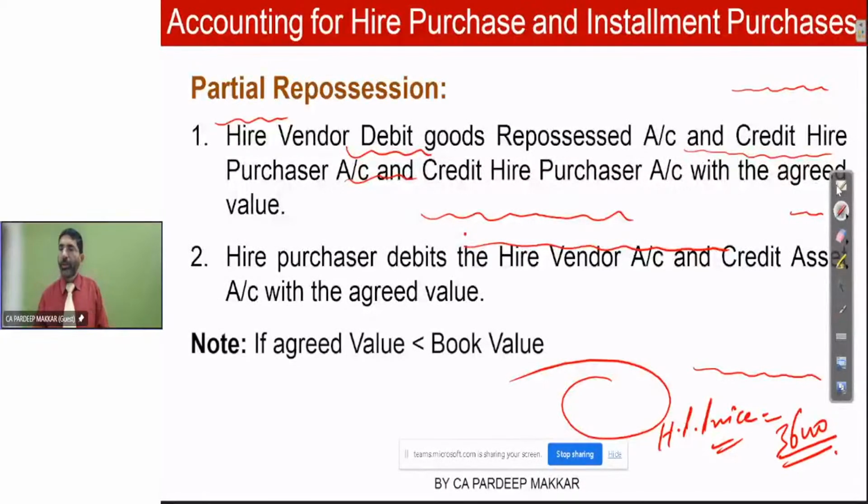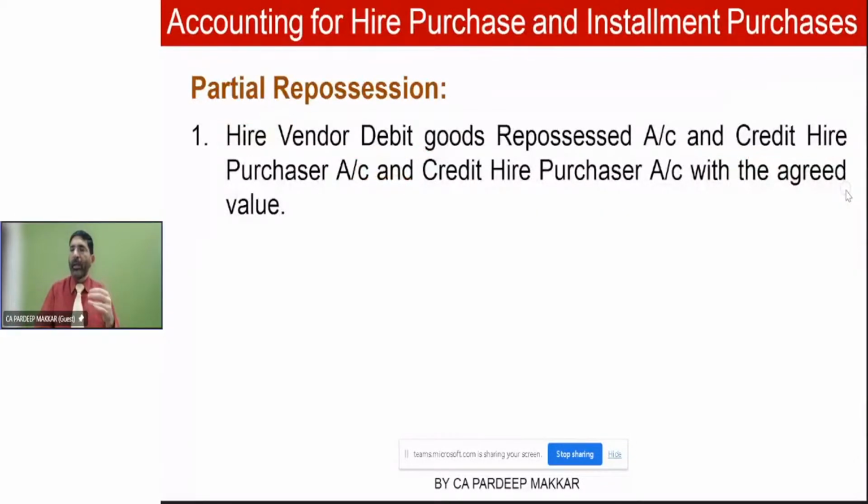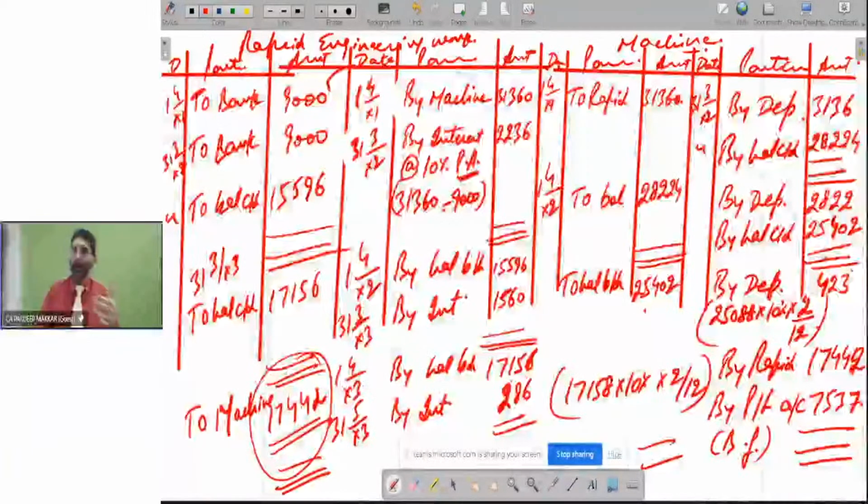In partial repossession, the concept is comparatively similar. If you see complete repossession and partial repossession, the concept is somehow similar. The difference is only of one thing. In the given question, the question which has already been done by you, what happened in complete repossession: whatever is the balance of your vendor account, you have transferred to asset account. And finally, whatever is the balance figure, that is your profit or loss.